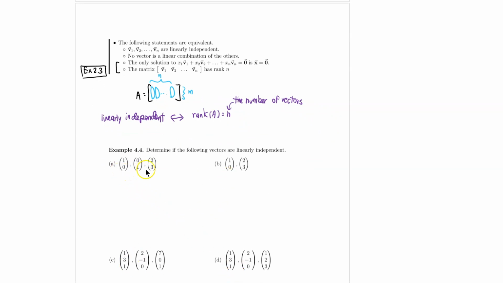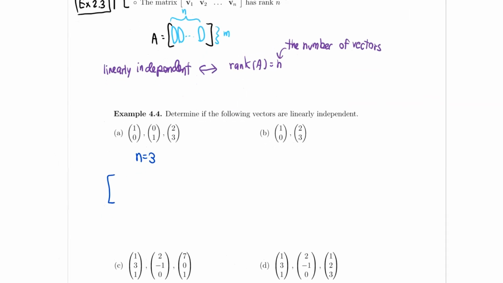So for the first example, my n, which is the number of vectors, is 3. If I form my matrix, it is going to be 1, 0, 2, and then 0, 1, 3 here. This is already in reduced row echelon form. The rank of this guy is 2. So the rank of this matrix is not equal to n. So I can conclude right away that these 3 guys are not linearly independent.